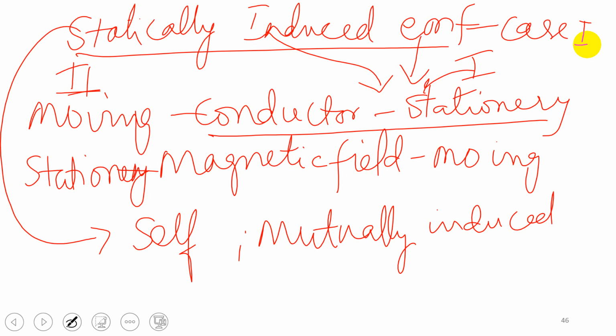Now you can understand what dynamically induced EMF is. Dynamically induced EMF is where the conductor is moving. So it's dynamic: the conductor is moving and the field is stationary. Then it is called dynamically induced EMF. As I said, let us discuss self-induced EMF and mutually induced EMF before going on to dynamically induced EMF.